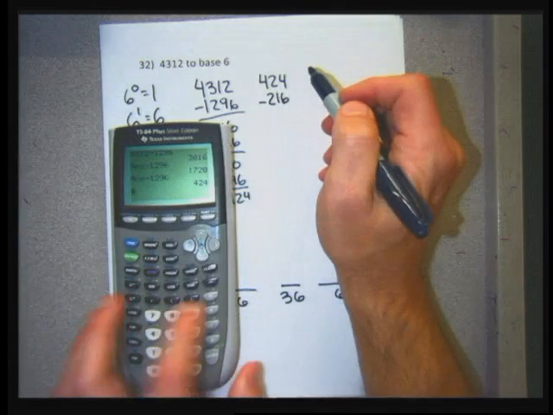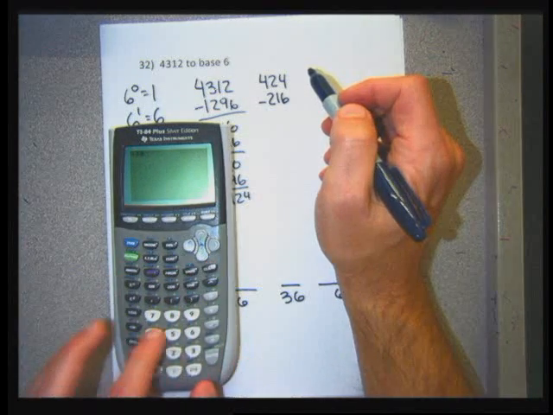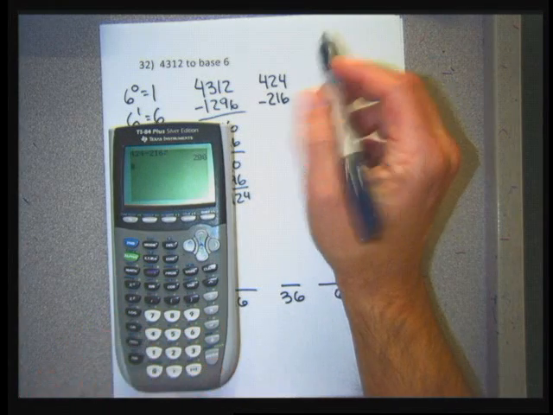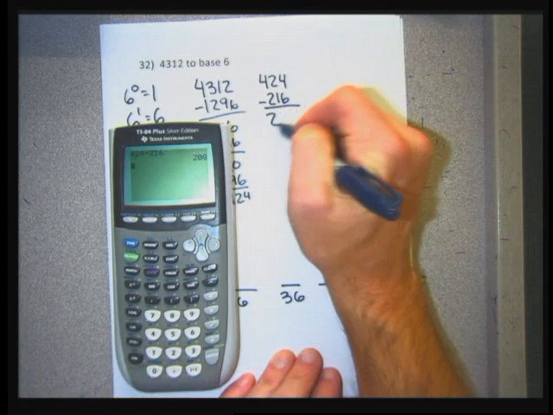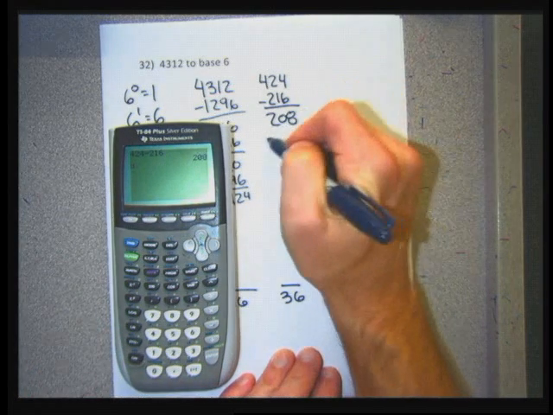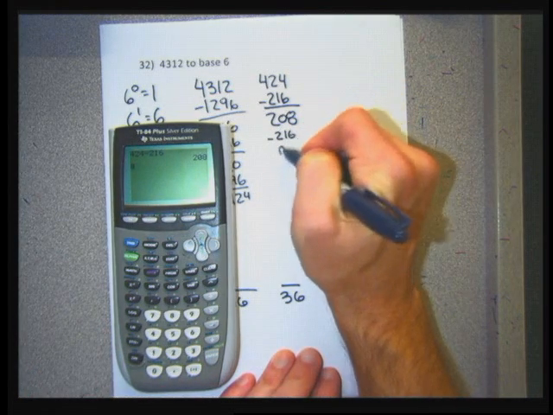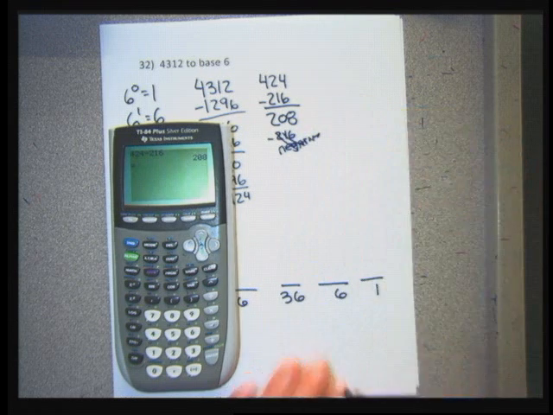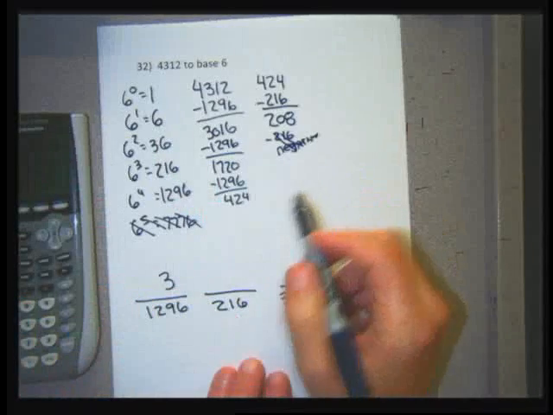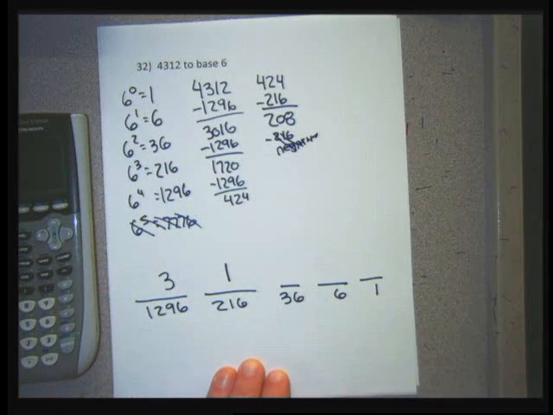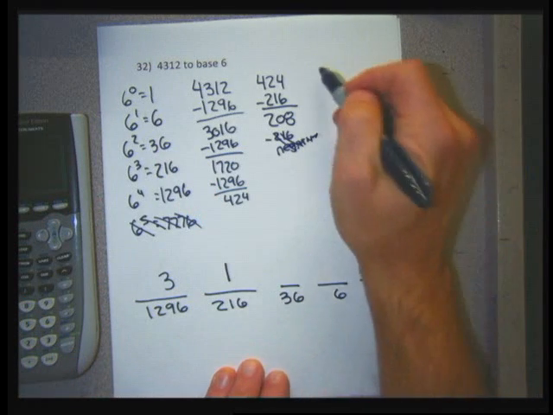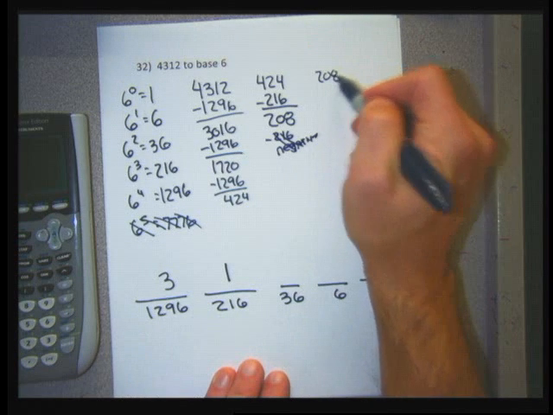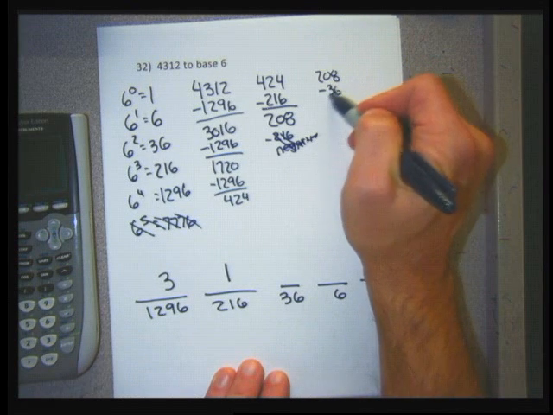So I'm going to go 424 minus 216, and I get a 208. If I tried to subtract 216 again, I'd get a negative. So I was only able to subtract 216 once. Above the 216, I'm going to put a 1. And now I'm going to carry the 208 over and start subtracting 36.